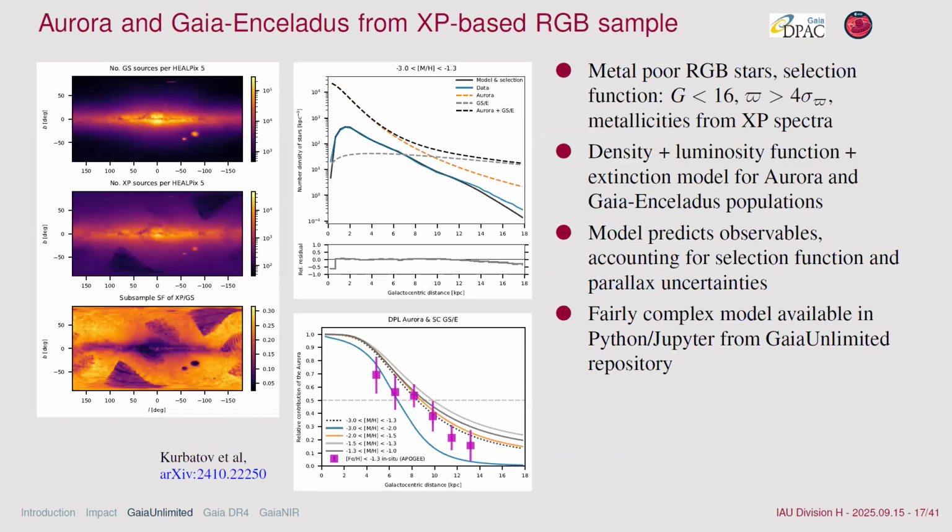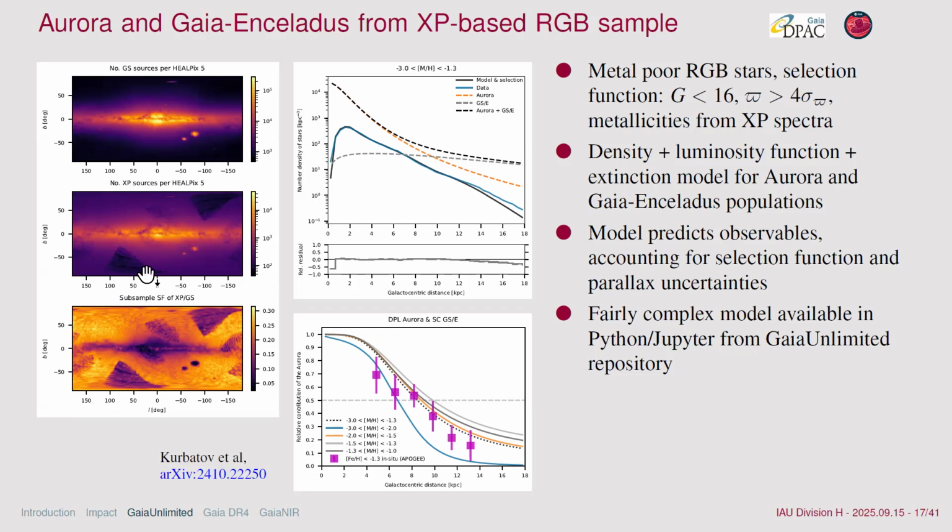Then we also did an analysis of a sample of stars extracted from the XP database, so looking for RGB stars for which metallicities were determined on the basis of the XP spectra. Everything at magnitudes less than 16 with good quality parallaxes. And this was used to basically trace the Aurora population, which is again associated with the earliest populations that came together when the Milky Way was forming. And you see over here the all-sky distribution of the sources that we used.